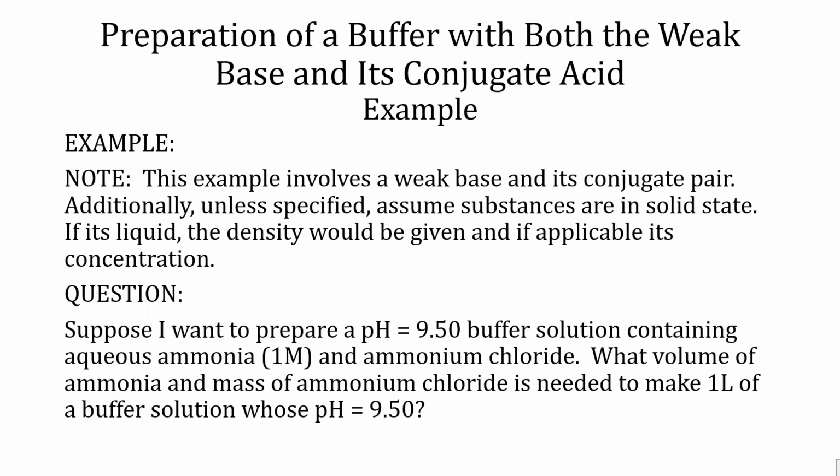This example involves a weak base and its conjugate pair. The question is, suppose I want to prepare a pH equals 9.50 buffer solution containing aqueous ammonia, 1 M, and ammonium chloride. What volume of ammonia and mass of ammonium chloride is needed to make 1 L of a buffer solution whose pH equals 9.50?